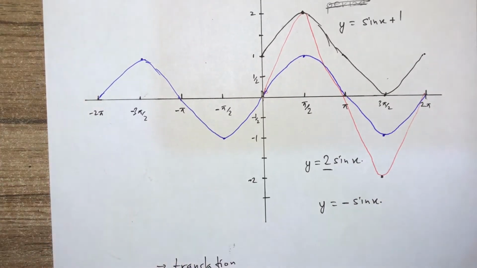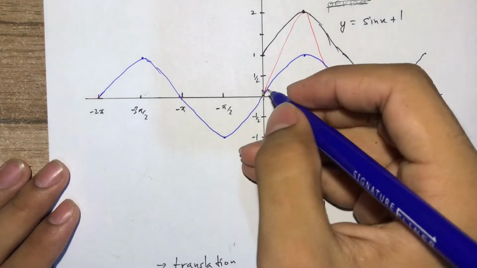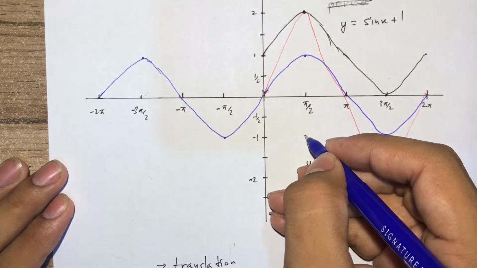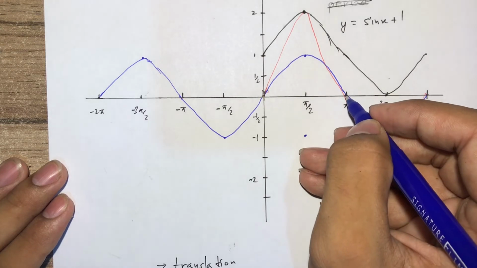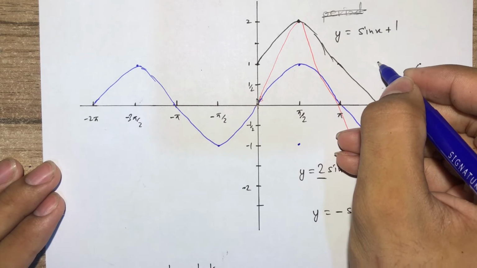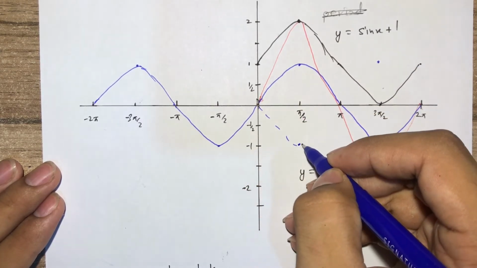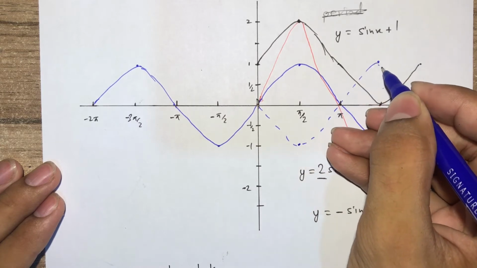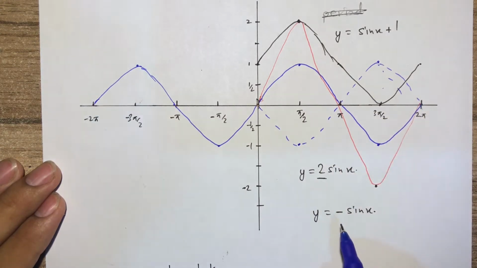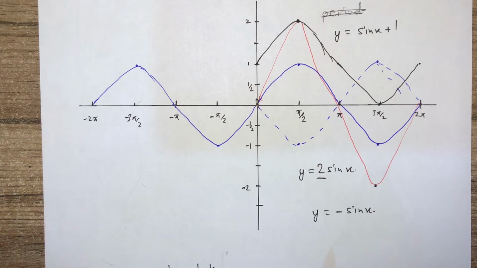What happens is that every point will be multiplied with negative 1. 0 times negative 1 remains 0. 1 times negative 1 goes to negative 1. 0 times negative 1 remains 0. Negative 1 times negative 1 goes to 1. And 0 remains there. So this dotted graph is the graph for y equals negative sine x. These were the vertical transformations.